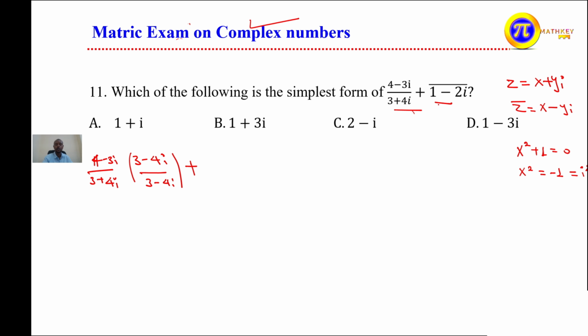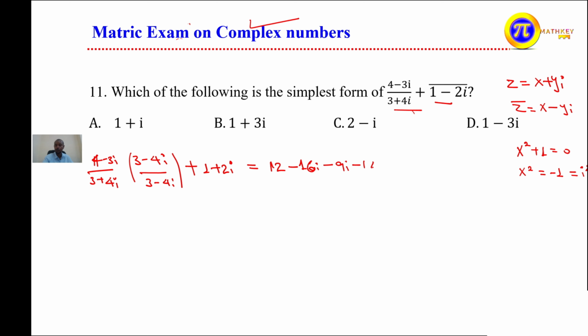The conjugate of this means make that negative. This becomes 1 plus 2i. Which is equivalent to, when we multiply 4 times 3, that is 12. 4 times negative 4i, that is minus 16i. Minus 3i times 3 is minus 9i, the imaginary one. Minus 3i times minus 4i: minus times minus becomes positive, 3 times 4 is 12, 12 times i squared, which is negative 1, that is negative 12.